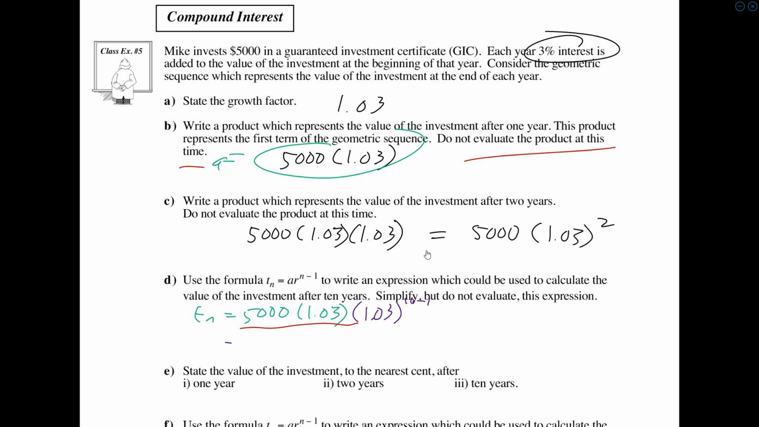So we could call this 5,000 times 1.03 times 1.03 to the power of 9. And could I simplify that any further without actually solving? Yeah, of course. So this ends up being 5,000 times 1.03 to the power of 10. This is 10 minus 1, so that was to the power of 9. So this one times this one.